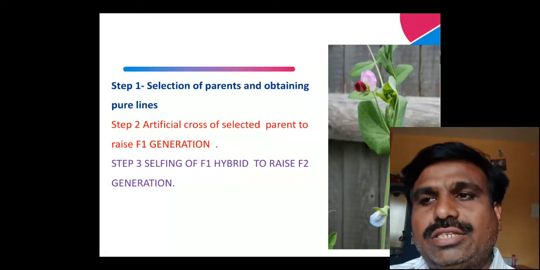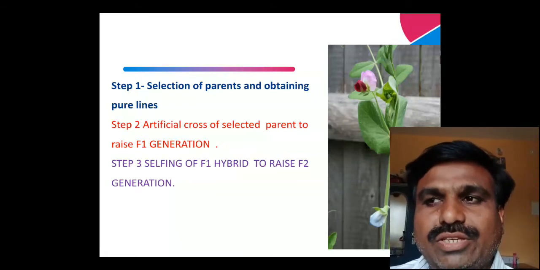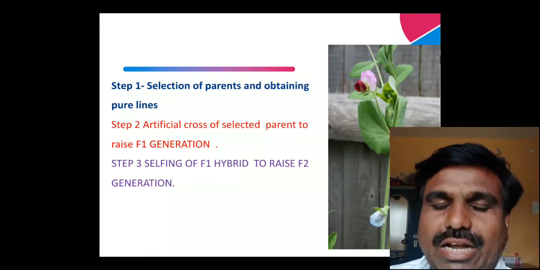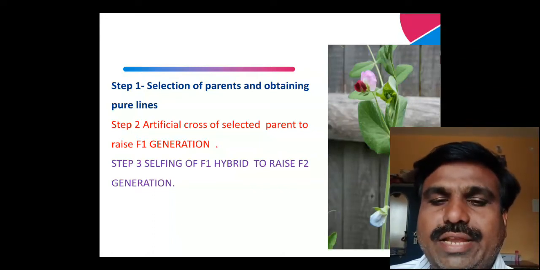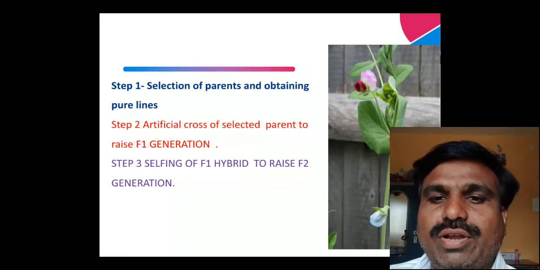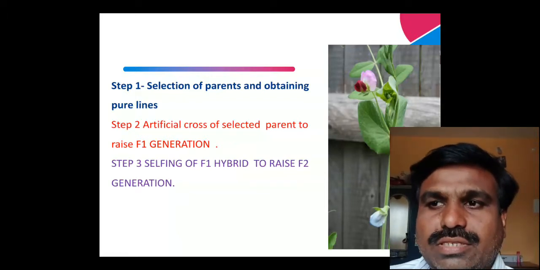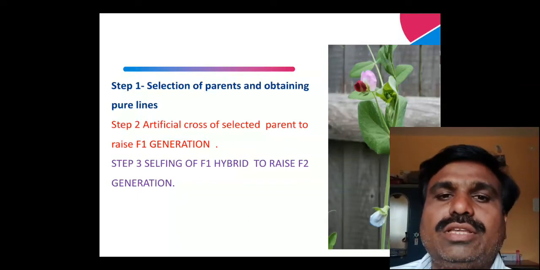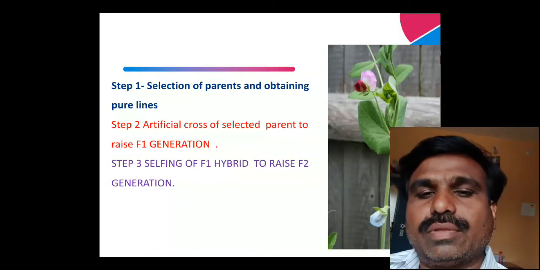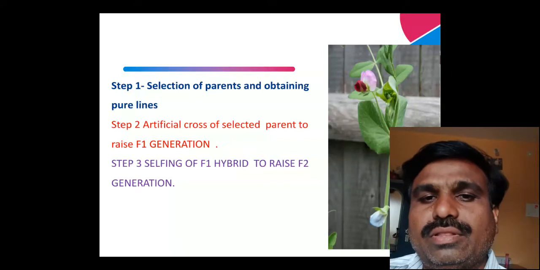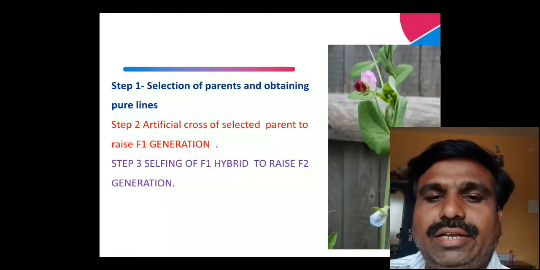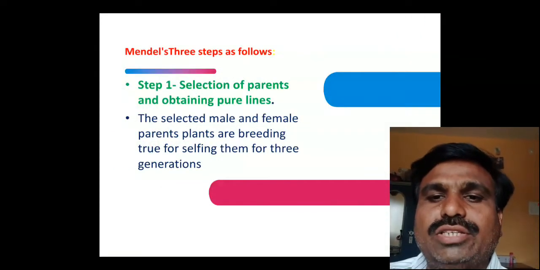In these 3 steps, the first step is the selection of the parents to obtain the pure lines. The second is the artificial cross of the selected parents to obtain the F1 generation. Step 3 is the selfing of the F1 hybrid to raise the F2 generation. In this way, 3 steps are conducted at the time of the hybridization experiment.